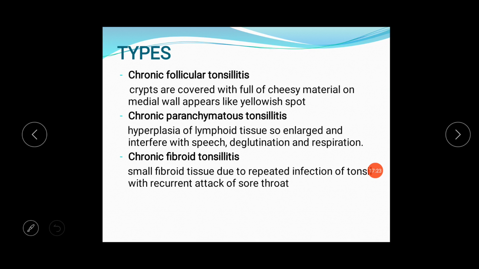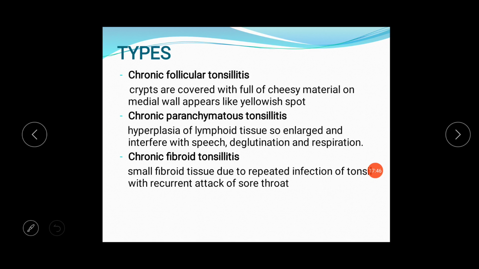Types are chronic follicular tonsillitis, in which the crypts are mainly full of cheesy material or pus on the medial wall and appear like yellowish spots. Chronic parenchymatous tonsillitis, in which there will be hyperplasia of the lymphoid tissue, so there will be an enlarged tonsil. Sometimes they meet with each other.